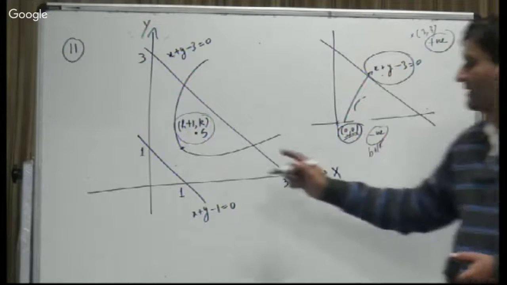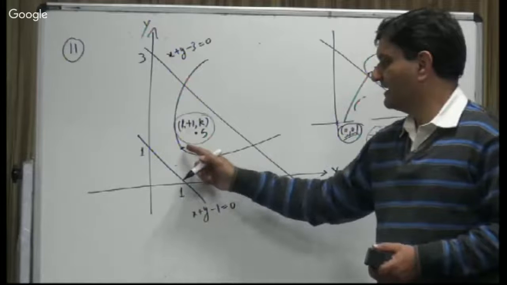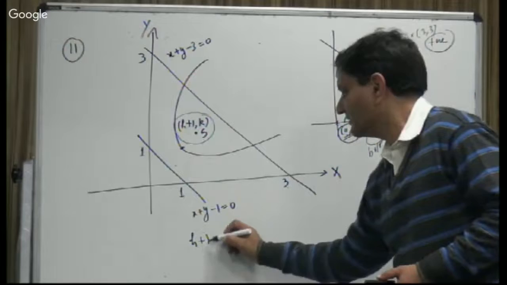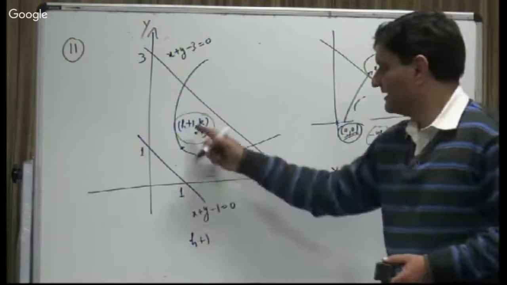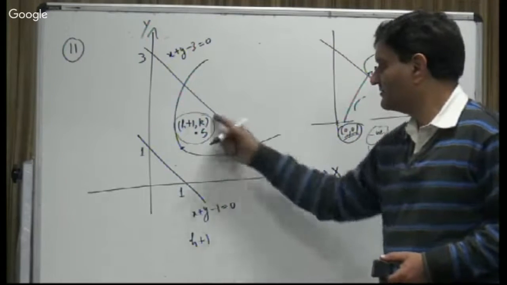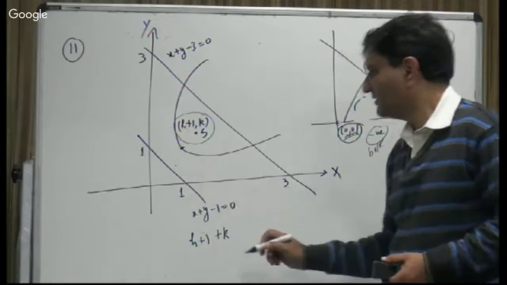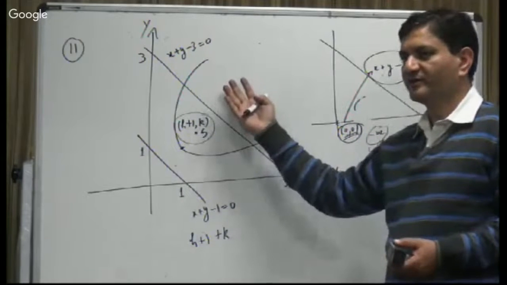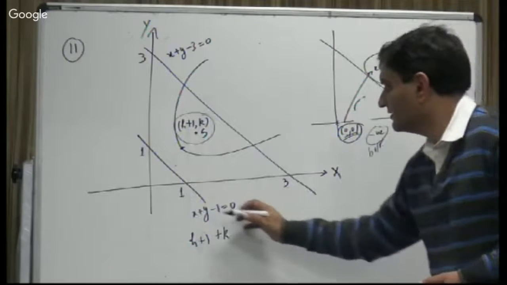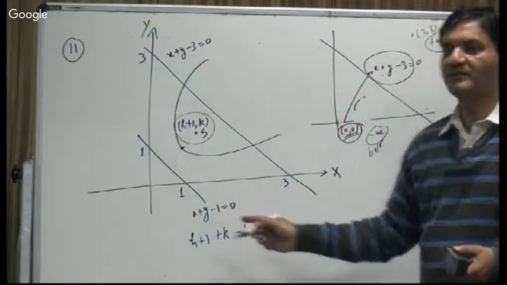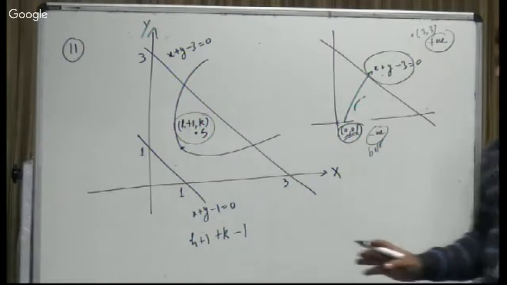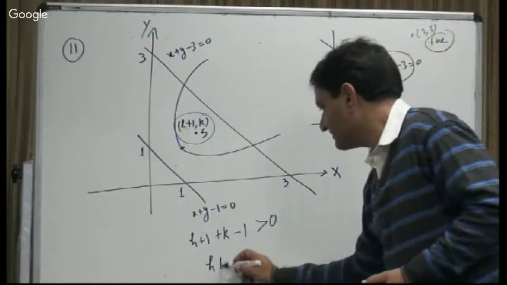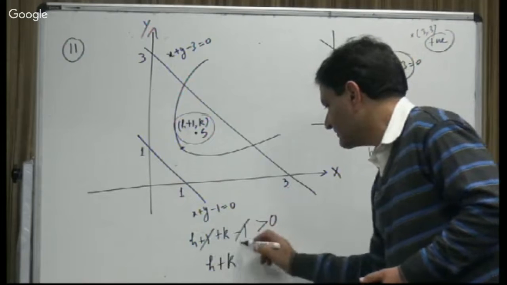So finally, if I substitute h plus 1 and k in this line, in place of x you put h plus 1, and in place of y I am substituting k. The point is on the upper side, on the other side of the origin, right? Minus 1. So this will come out to be what? Positive. So h plus k, this cancels out, is greater than 0.